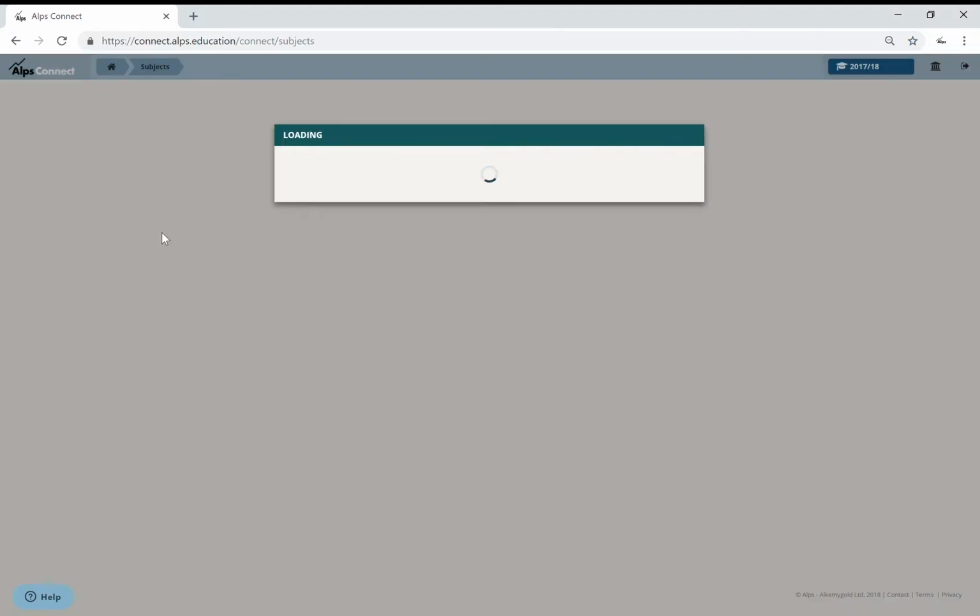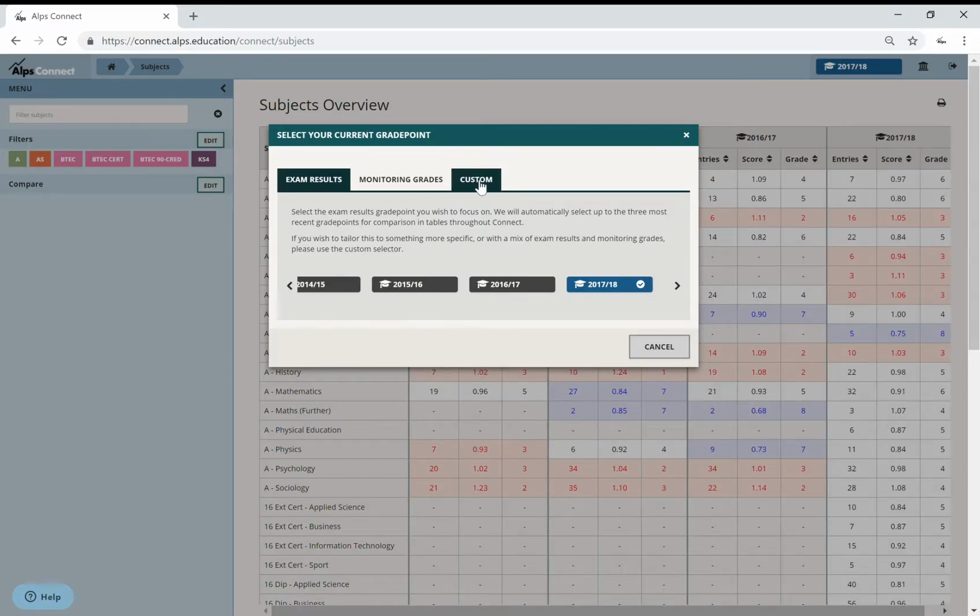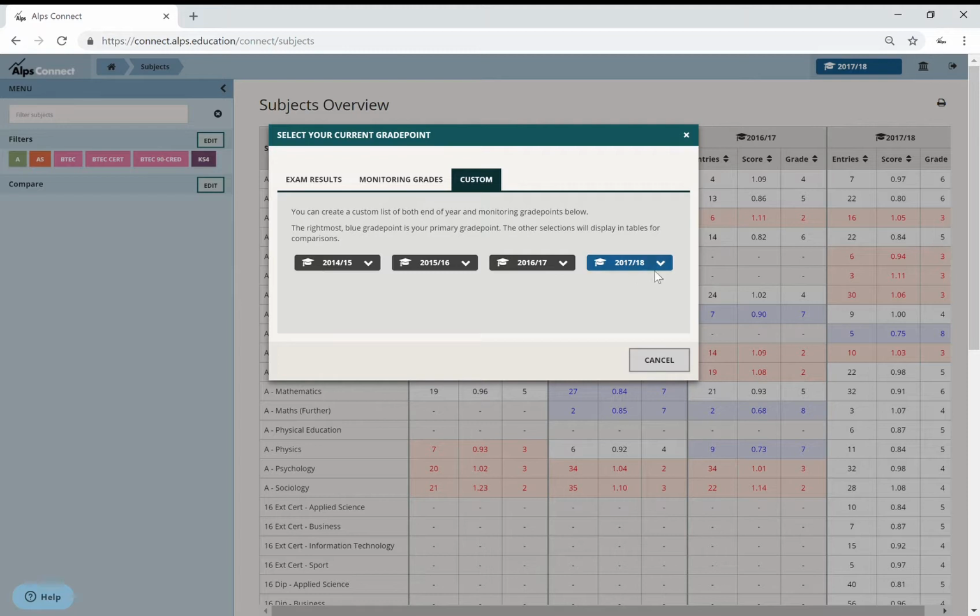So pop into subjects, and what we've got is all of our exam data here. What I would like to do is change that. So I'm going to pop in here into this blue button, click on custom, and then that's my outcomes for last year's year 13. I would like to find their monitoring point. That was the last monitoring point that they had before the exams. I'm just going to choose January here. I know that that's got data in it. I'm just using demo data.